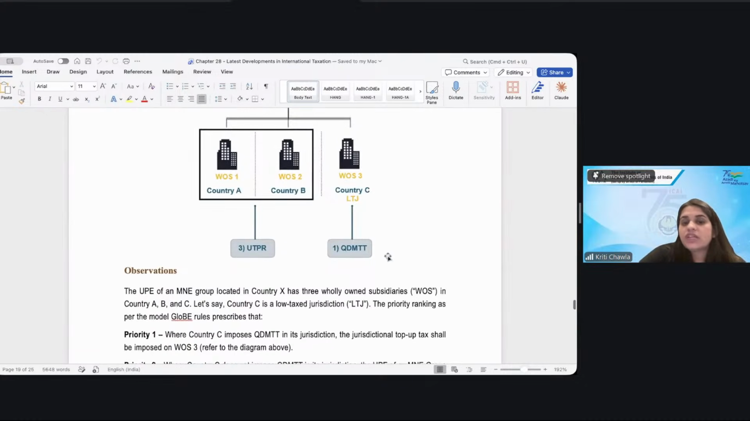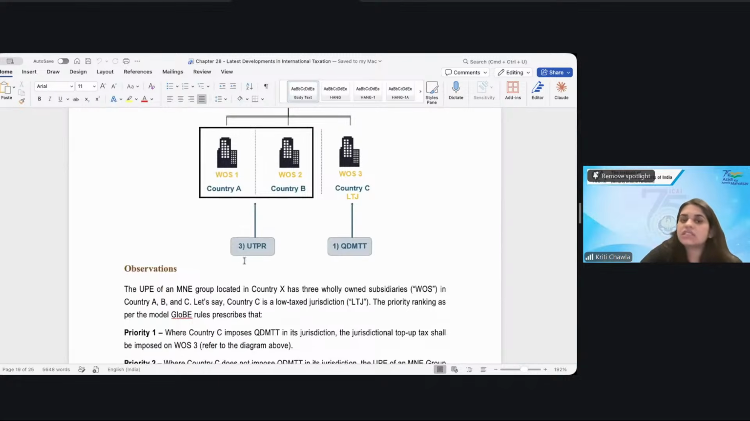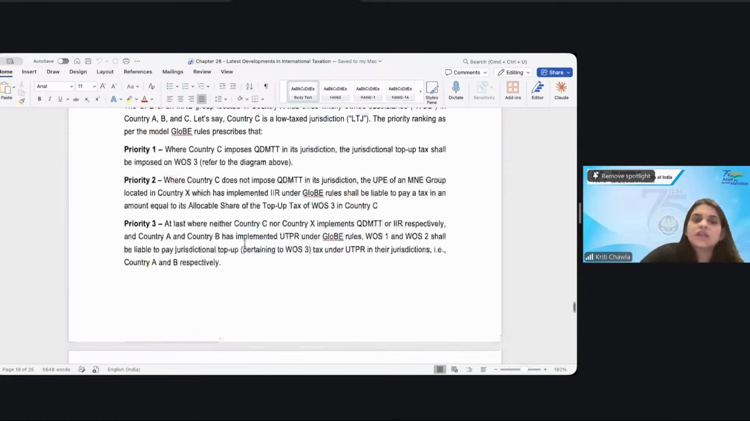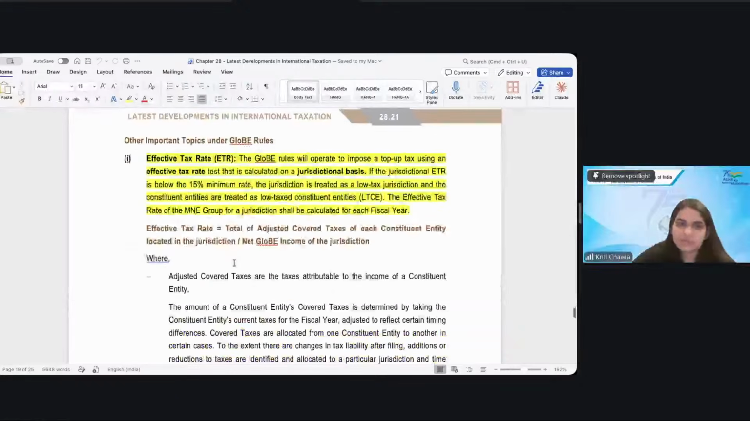So first priority is QDMTT country C. Second is IIR country X. But third priority then is UTPR country A and country B. Wholly owned subsidiary 1 and 2 in country A and country B, respectively.